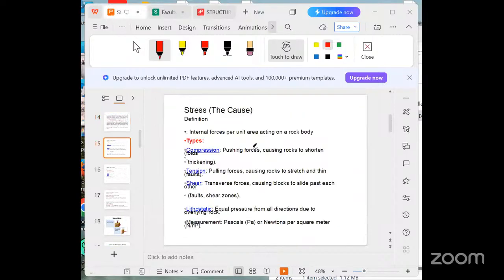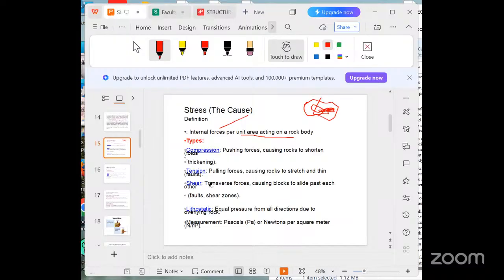Now, what is the definition of stress? The internal forces per unit area acting on a rock body. So this is the rock, and this is the internal force, right? Internal force per unit area acting on this rock body. This is called stress.